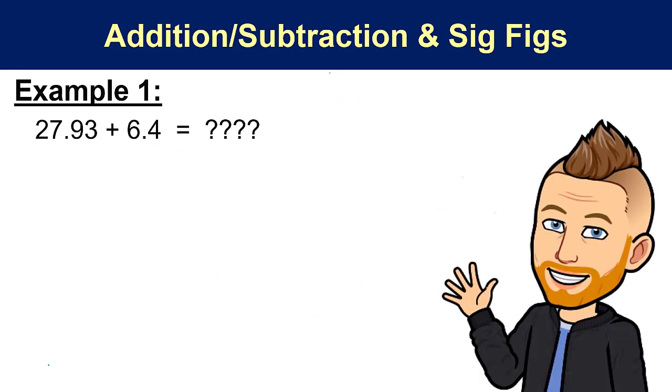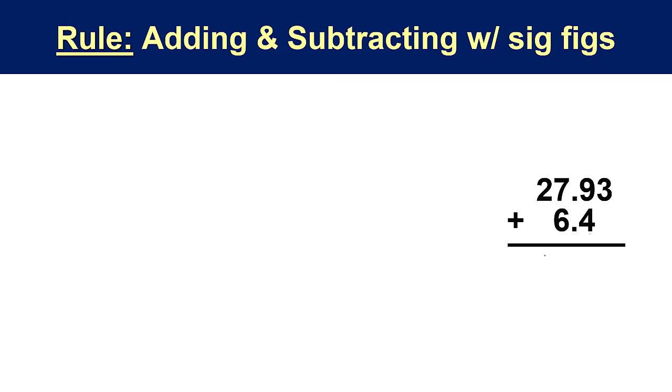We're going to treat this the same as we did multiplication, division. I'm going to throw at you a problem. Let's grab our calculators, put it gently in our left hand, and let's plug this in. So if we calculate 27.93 plus 6.4, we should get 34.33.